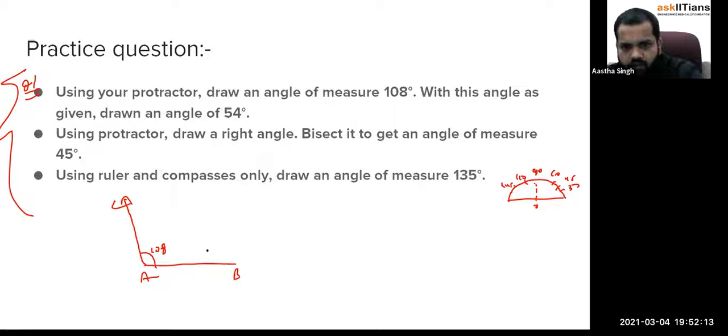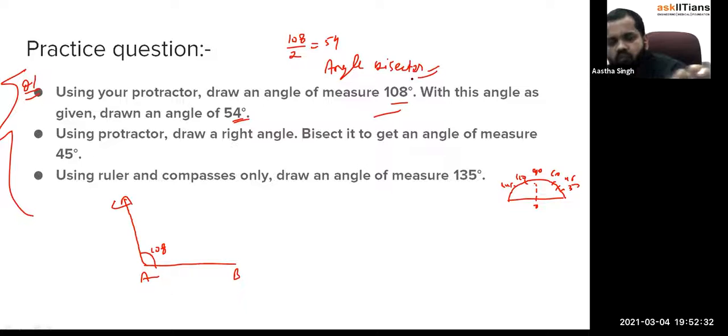Write this angle as given. Draw an angle of 54. You know what this means? It means 108 divided by 2 is 54. It means we have to draw an angle bisector. I think the point is clear. The question wants us to draw an angle bisector of 108 degrees.